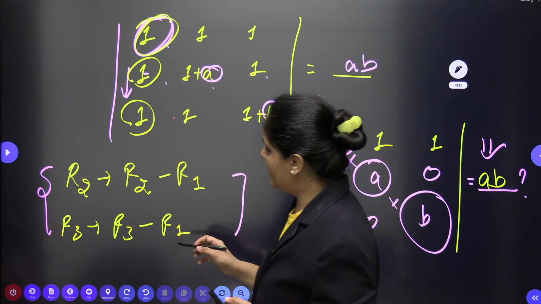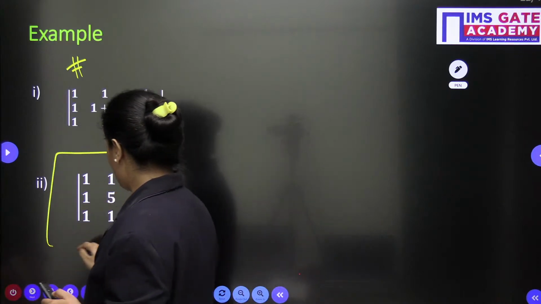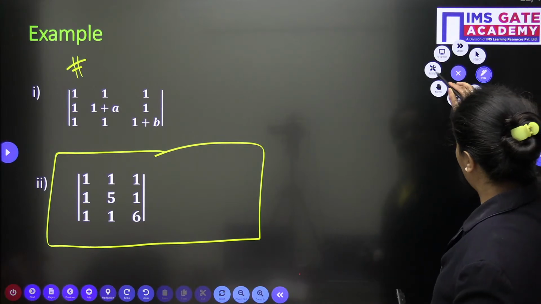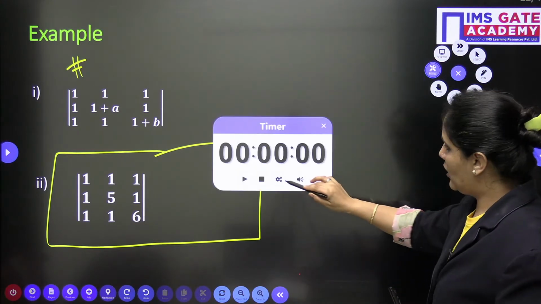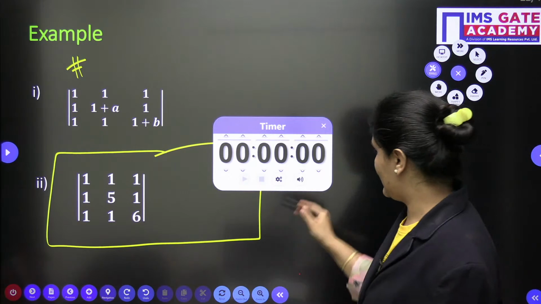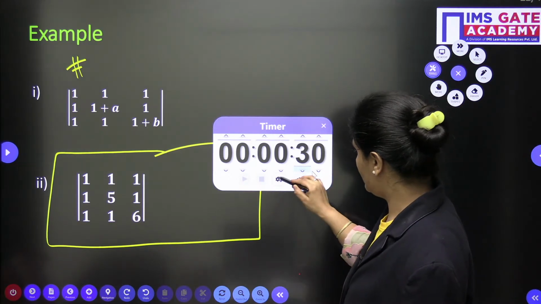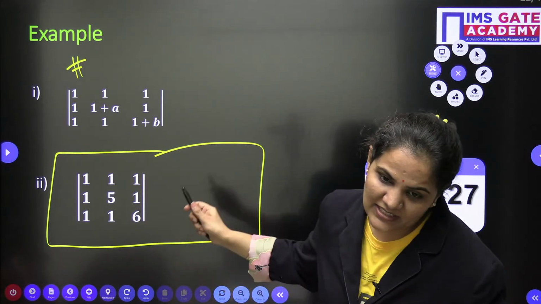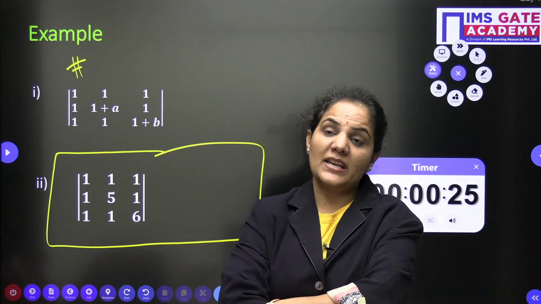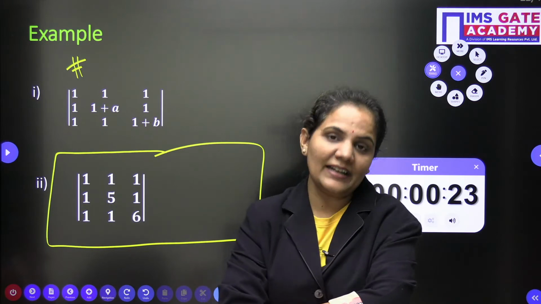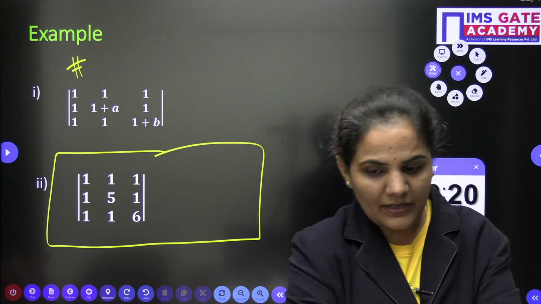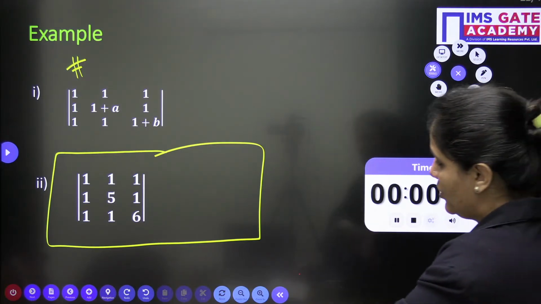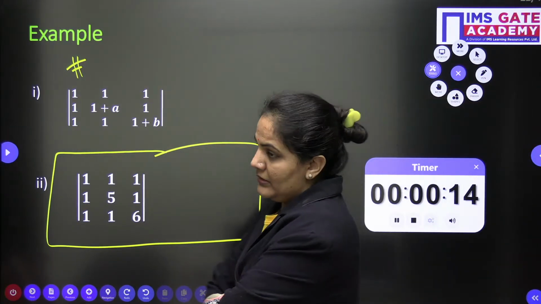So now on the basis of this one, will you tell me what is the result of this question, children? I am giving you the time of 30 seconds, which is maximum, because this question you can solve in 10 seconds, but still I am giving you 30 seconds. I want a reply from you, what is the result of this question based on the concept which we learned right now? 111, 151, 116. What is the determinant of this matrix, children? Just tell me.